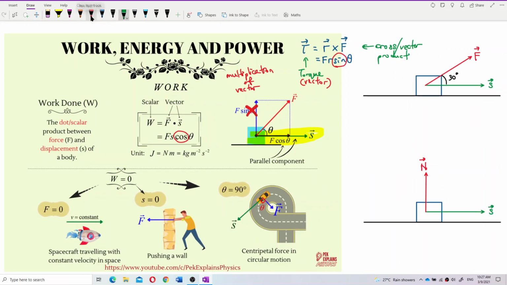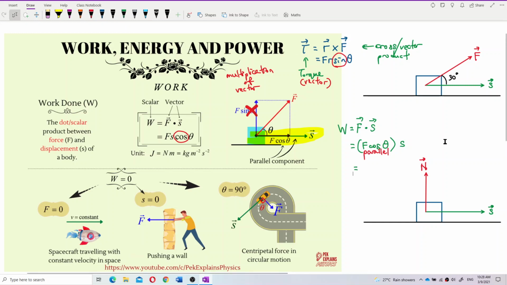Let me write it down for you. So dot product, F dot S. Actually, we are using the parallel component, which is F cosine theta, to multiply with the displacement. This is the parallel component, the force which is parallel to displacement, to multiply by displacement. That's why we have this formula.